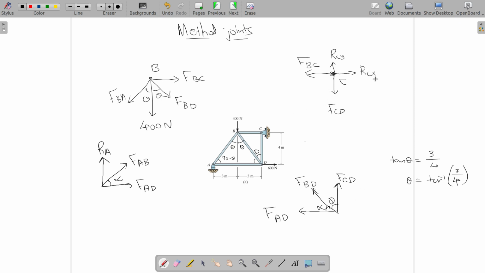Now how many unknowns are there? 1, 2, 3, 4, 5, 6, 7, 8 unknowns, and you have 4 systems. Each system will have 2 equations. Sigma Fx is equal to 0 and sigma Fy is equal to 0. So from 4 systems we have 8 equations, 8 unknowns and 8 equations. You can solve the linear algebraic system.